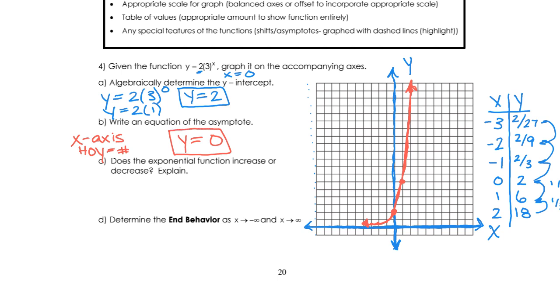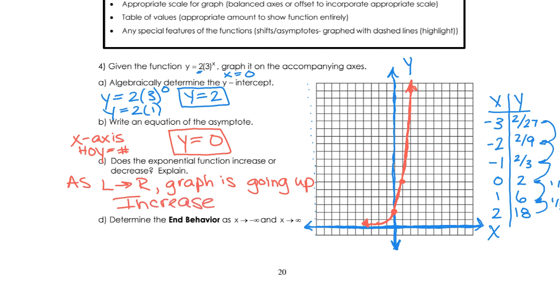Part C says, does the exponential function increase or decrease? And as you read it from left to right, the graph is going up, and therefore this is increase as our answer, and we have our explanation. As you read from left to right, graph is going up.